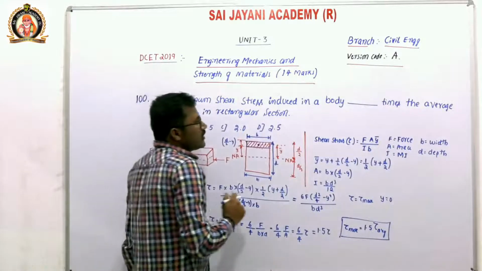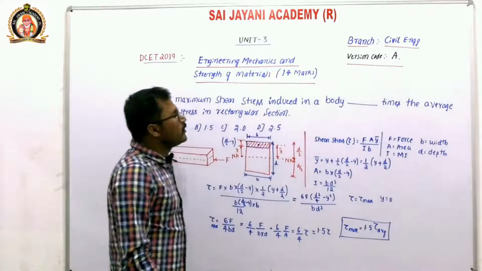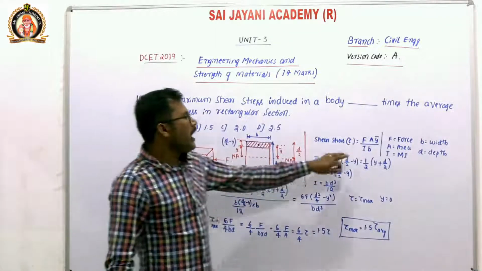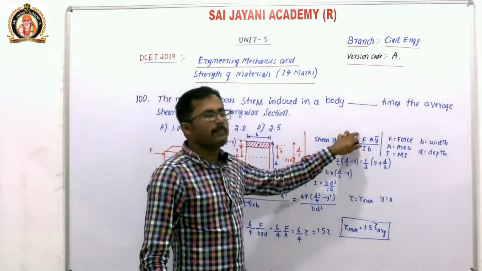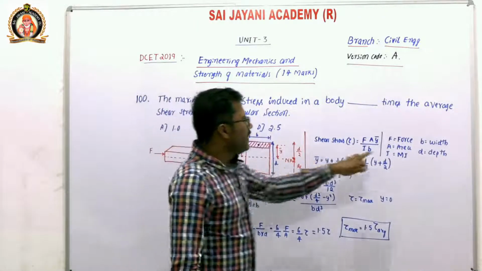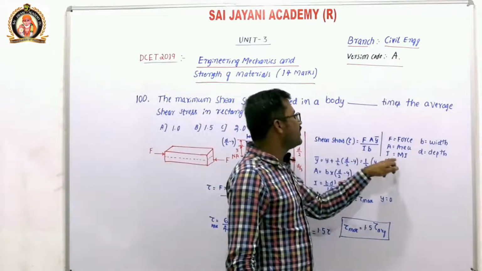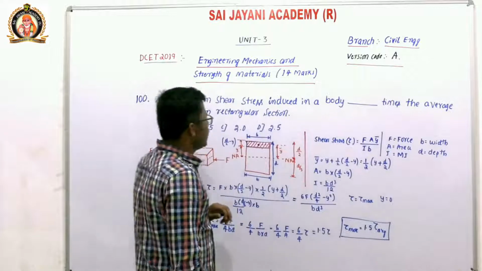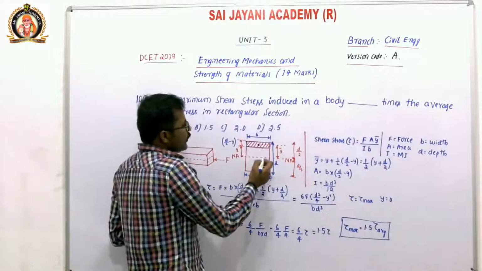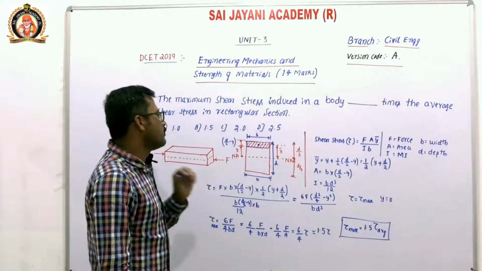So we know that shear stress is given by F into A into Y bar by I into B, where F is the applied force which causes shear of a component, B is the width, D is the depth, A is the area, I is the moment of inertia, and Y bar is the distance between the neutral axis and the center of gravity of a small elemental component.